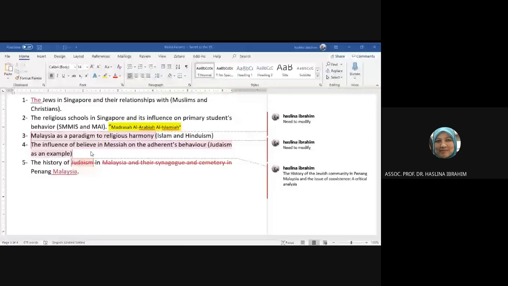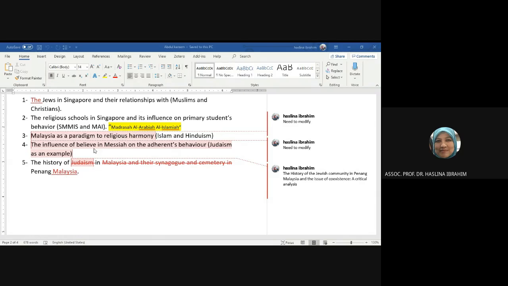The influence of belief in Messiah on the adherents' behavior, Judaism as an example. I think this also needs some corrections. The doctrines of Messiah in Judaism and its impact on Jewish morality or Jewish characteristics, something like that.